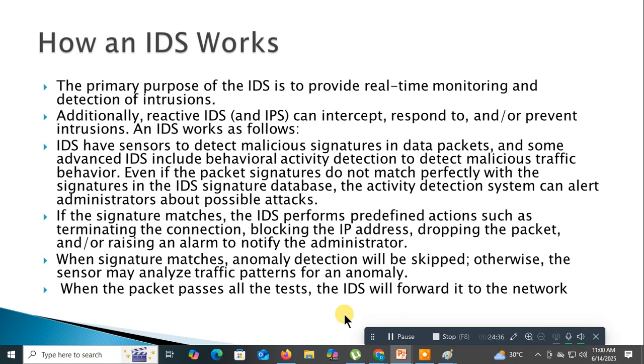When the signature matches, anomaly detection is skipped, otherwise the sensor may analyze the traffic pattern by anomaly. Okay, if the IDS passes, means before the firewall, it puts some tests, it checks all parameters. If all the parameters are passed, then it will enter the traffic. If all parameters are not satisfied, it will stop the traffic.